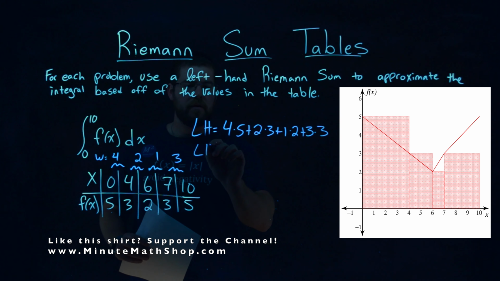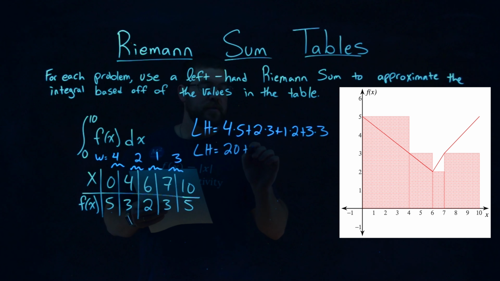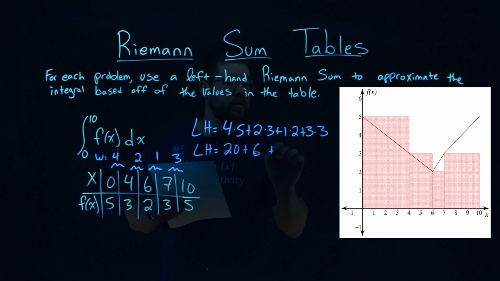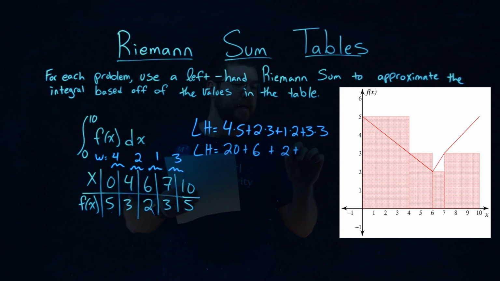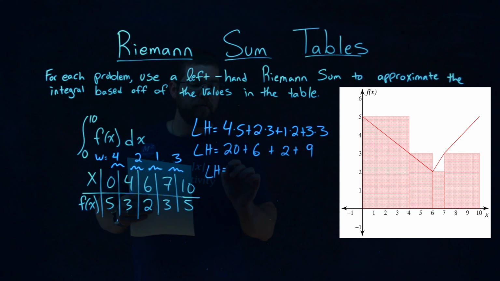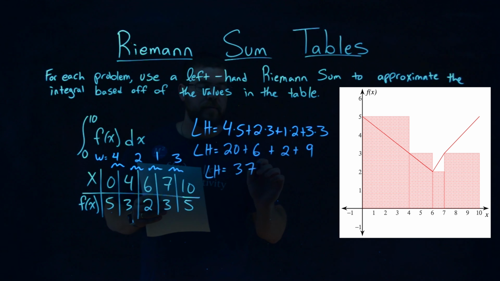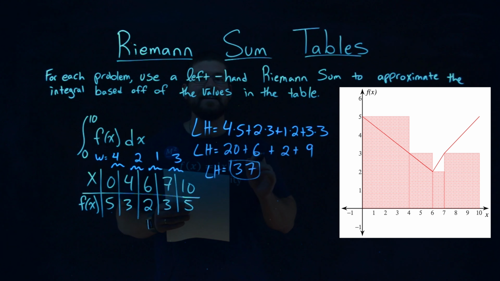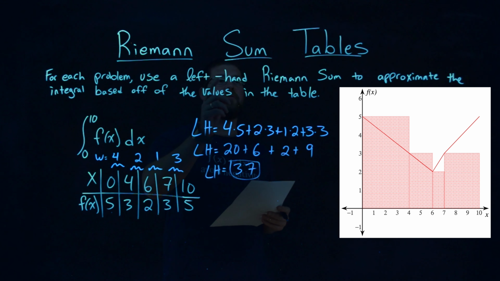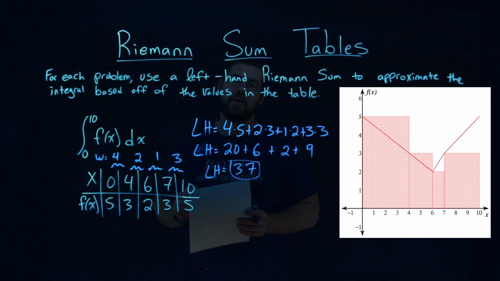And now, let's simplify. 4 times 5 is a good old 20, 2 times 3 gives me 6, 1 times 2 gives me 2, and 3 times 3 is 9. When we add all of them together, 20 plus 6 plus 2 plus 9, we get 37. And so 37 is the final answer. It's the left-hand Riemann sum, the approximation of our integral based on the table below.